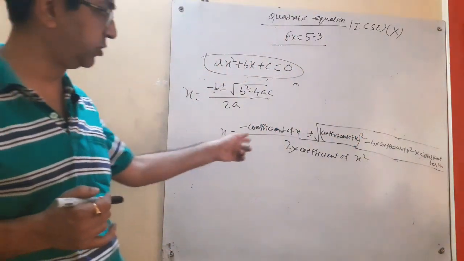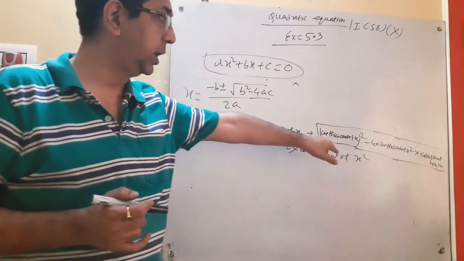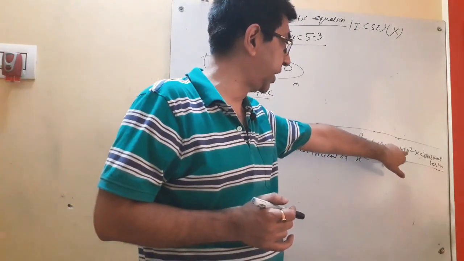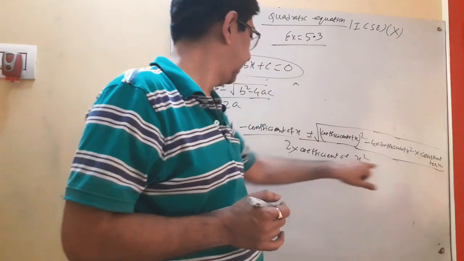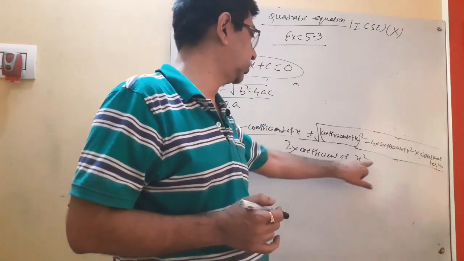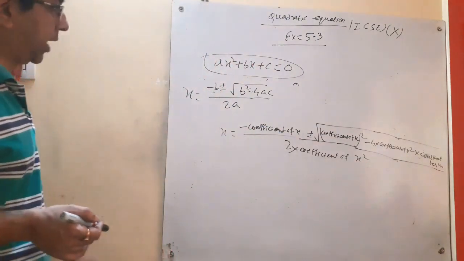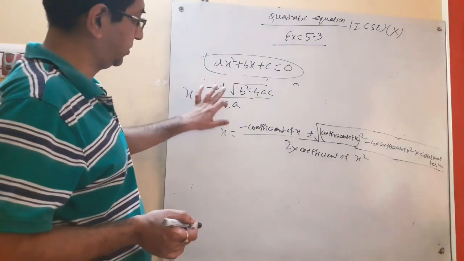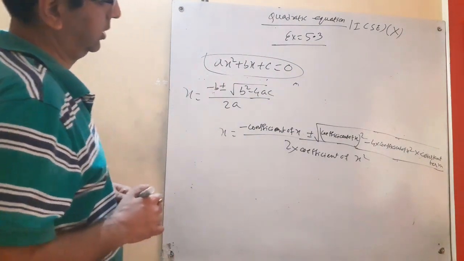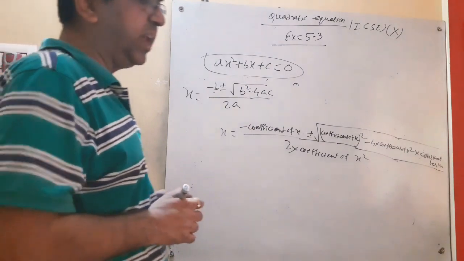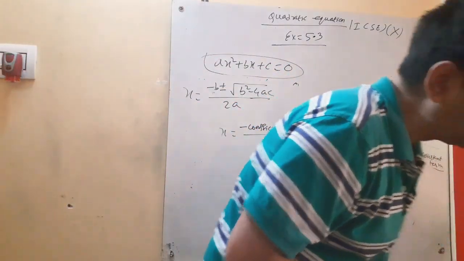Minus coefficient of x plus minus root over coefficient of x whole square minus 4 into coefficient of x square into constant term, by 2 into coefficient of x square. Or rather, remember: x equal to minus b plus minus root over b square minus 4ac by 2a. In this way, we can find any value. Okay, now we take an example.